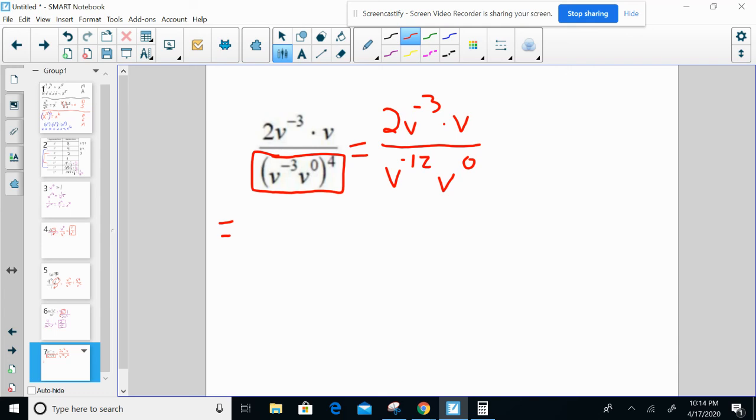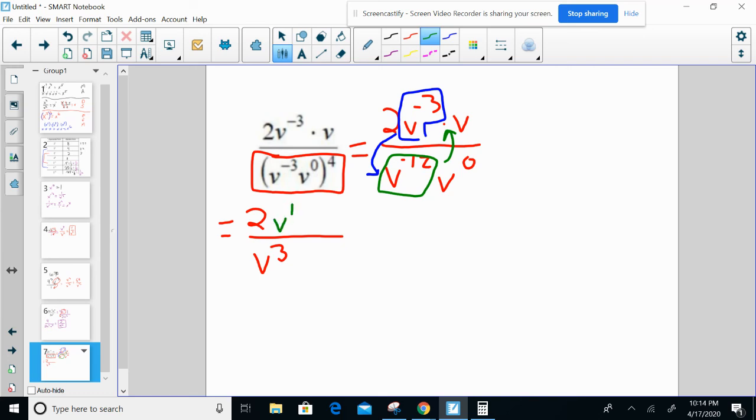So I'm going to come down here. So 2 is going to stay. And then if we have a negative exponent, it crosses the line. We don't want any negativity. We only want positivity. You're going to go sit on the other side to become more positive. So v to the third is going to go here. And v to the negative 12th will become positive when we move it up to the top.